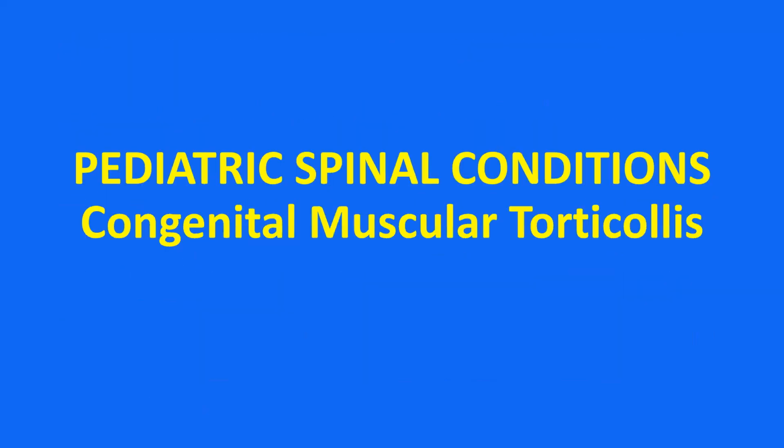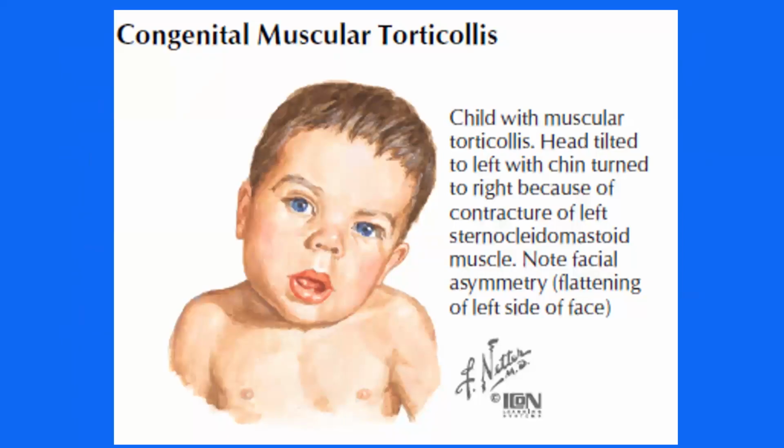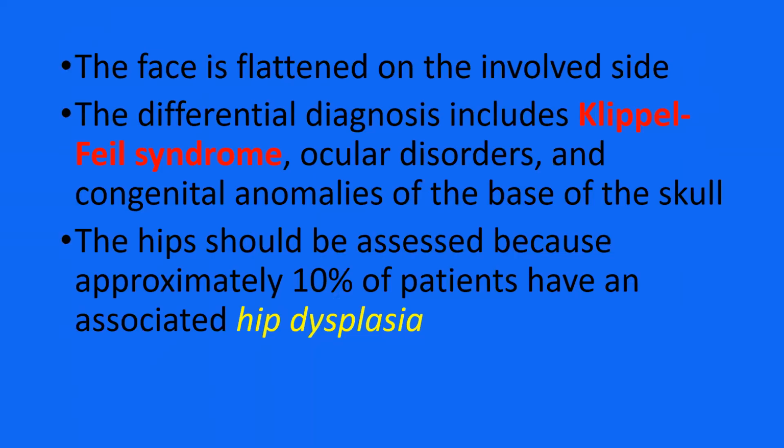You have to know about congenital muscular torticollis, where you have scar tissue in the sternocleidomastoid. The patient tilts to the same side and rotates the neck to the opposite. You have to pay attention to how to manage it with physiotherapy and with surgical releases. This is the appearance of a congenital torticollis. The head is tilted to the left on the side of the lesion, and the chin turns to the opposite side because of the sternocleidomastoid.